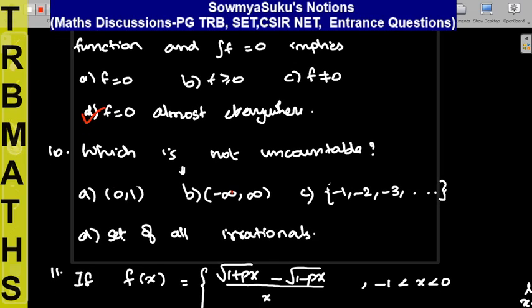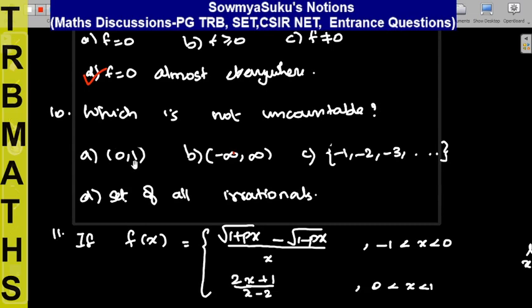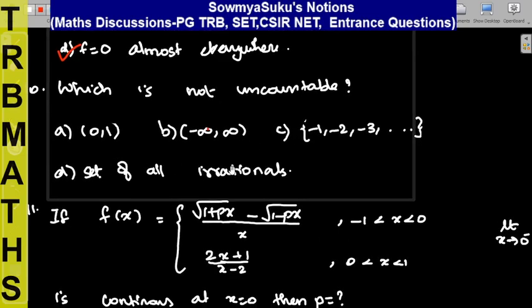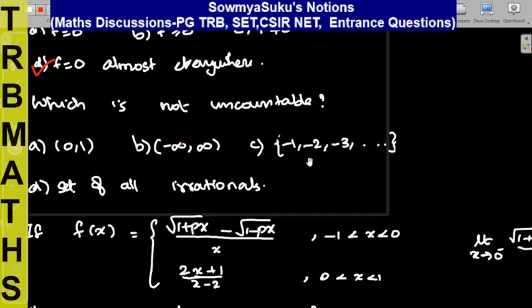Then which is not uncountable? So 0, 1 is uncountable, minus infinity to infinity is uncountable. Then the set of all irrational numbers is uncountable. Then here minus 1, minus 2, minus 3, etc. That is the set of all negative integers. That is not uncountable. This is a countable one.